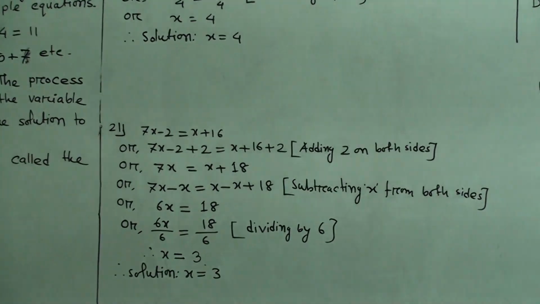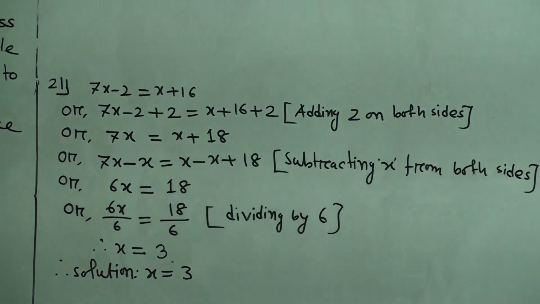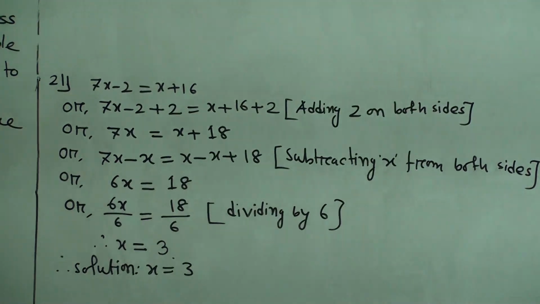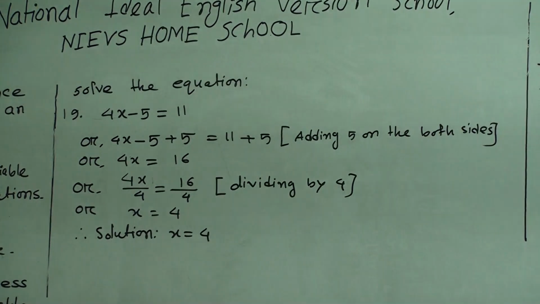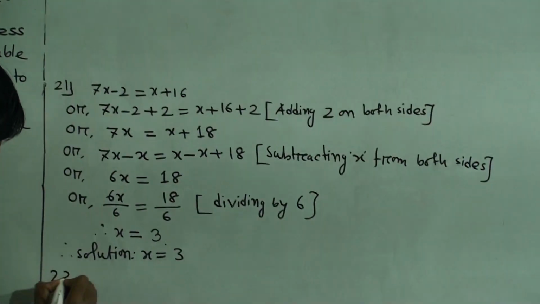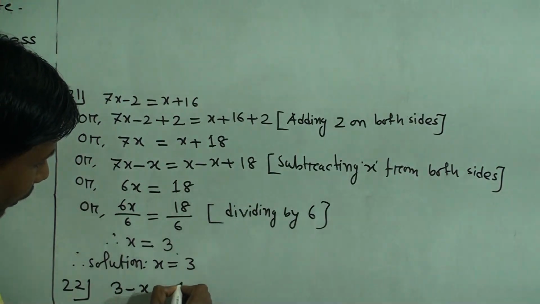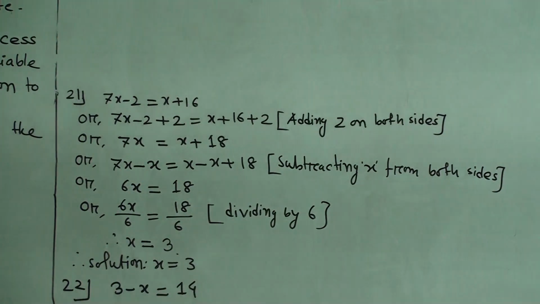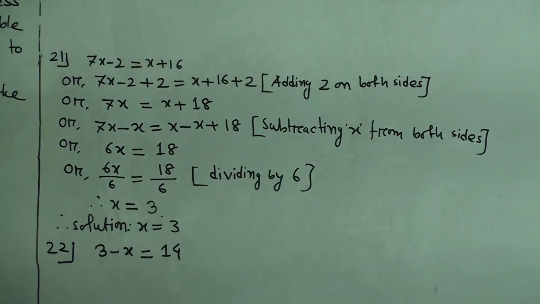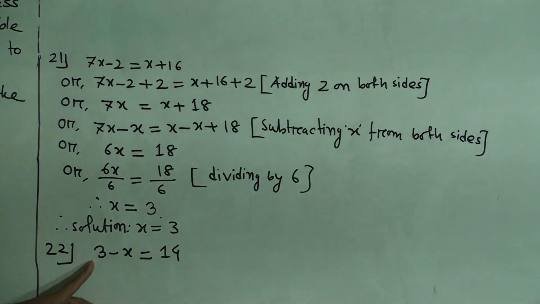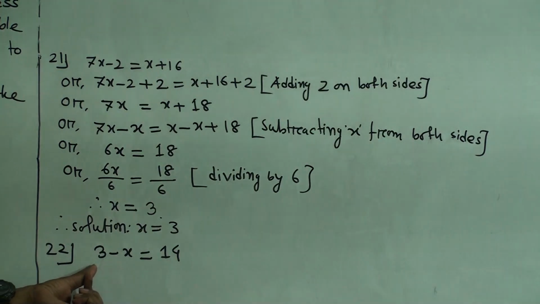Now I will teach you question number 22 and 23. Now at first we will solve question number 22. Right here, question number 22. 3 minus x equal to 14. Okay student, 3 minus x equal to 14. Look here, this is plus 3. This is plus 3 minus x equal to 14. So we have to vanish this 3.